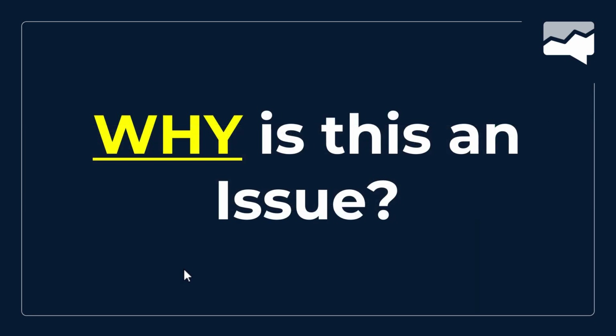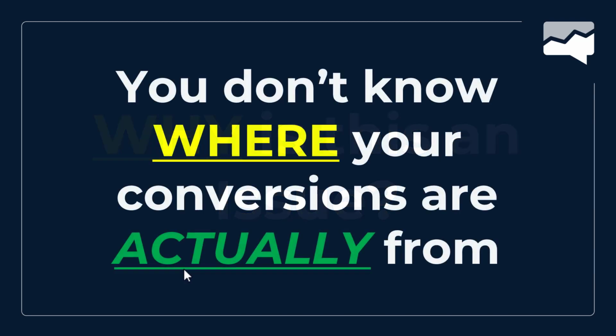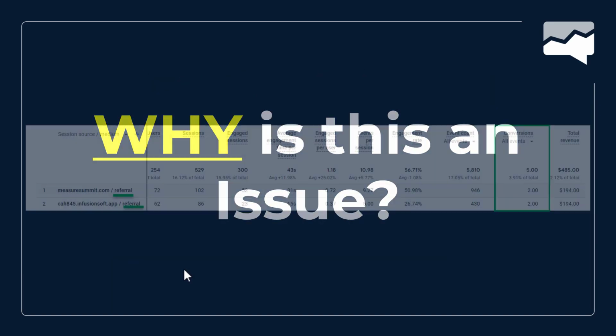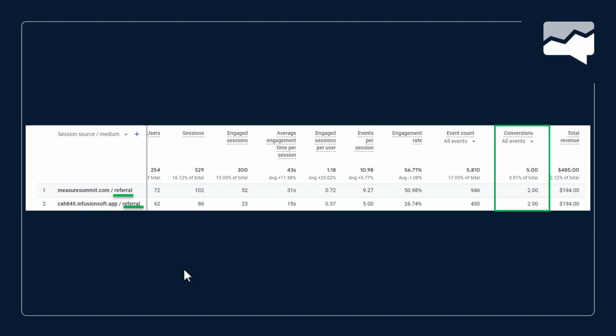But why is this an issue? Why is having self-referring traffic an issue? The issue is you don't know where your conversions are actually coming from. Let's back it up just a hair here. So what we're seeing is we have two sales that came from MeasureSummit.com. And then we have two sales that came from the cart, which again does not make sense, because of course they're going to go through the cart.